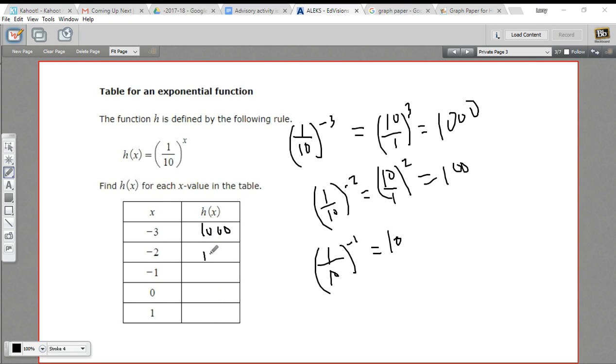Anything, well, I suppose I should fill these in. Anything to the 0 power is the number 1. So you're going to see this on exponential graphs. You're going to have that 1 a lot. And then anything to the first power is just itself. So this is 1/10. So that is how to create a table when you're getting ready to graph an exponential function.